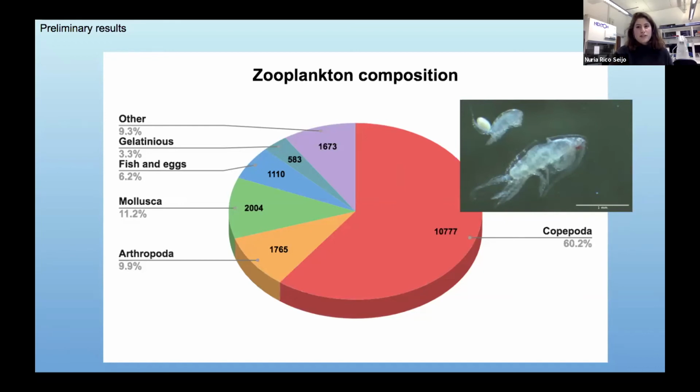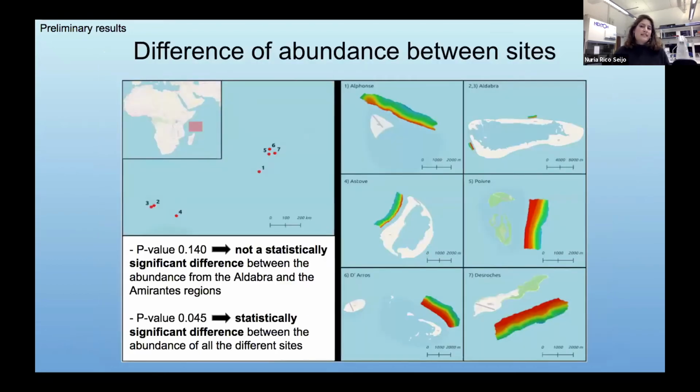After doing the zooplankton composition, we wanted to check whether there is a difference of abundance between sites. Our abundance is in individuals per cubic meter. Initially we decided to do it by regions. The first is the Amirantes region, which involves Alphonse, Poivre, Darros, and the Roches. The second is the Aldabra region, which involves Aldabra and Astove. We did a statistical analysis and did not find a statistically significant difference in abundance between these 2 regions.